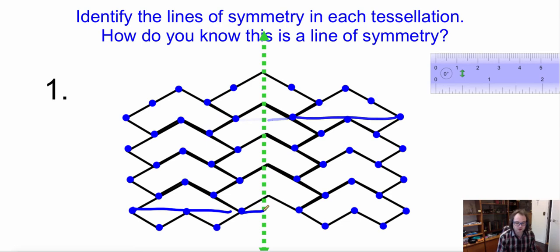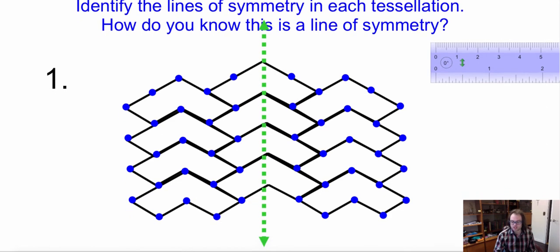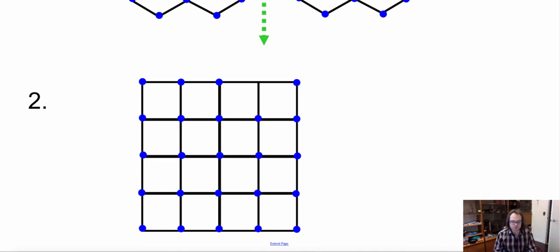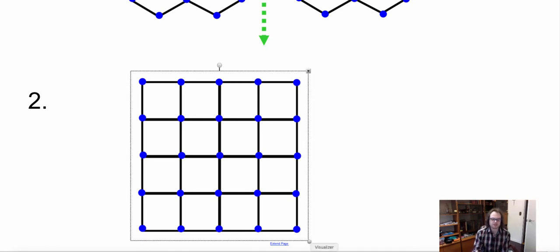So this one here only has one line of symmetry. Or I can measure it with my ruler, each part, and make sure each part is equal distance apart. Now let's try number 2. So let's look at my second tessellation.